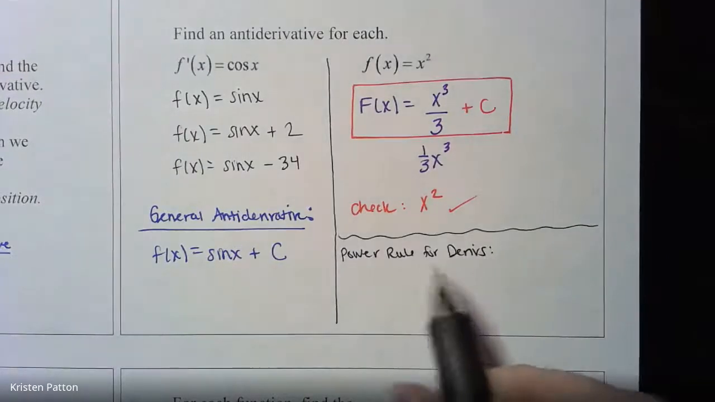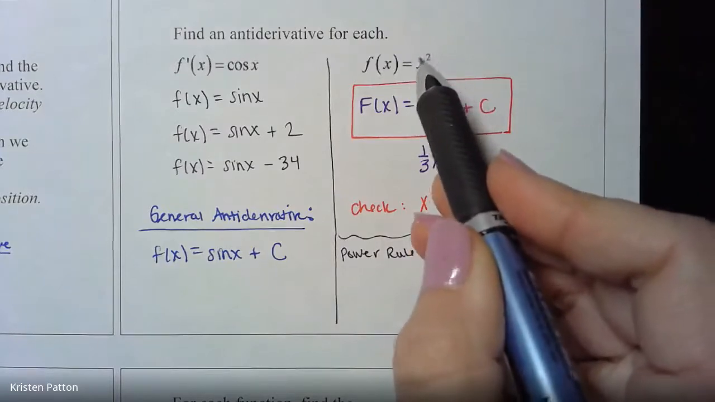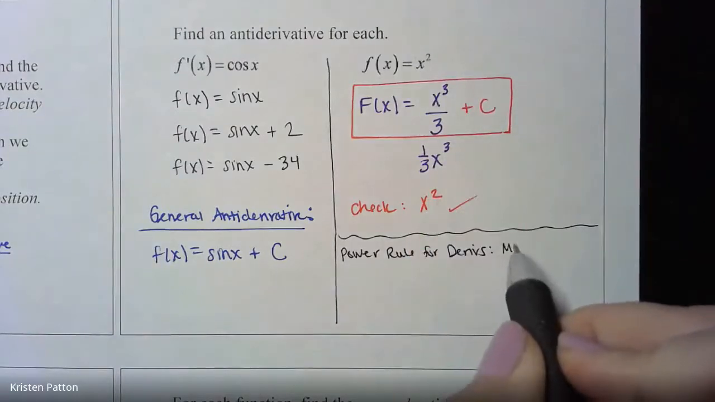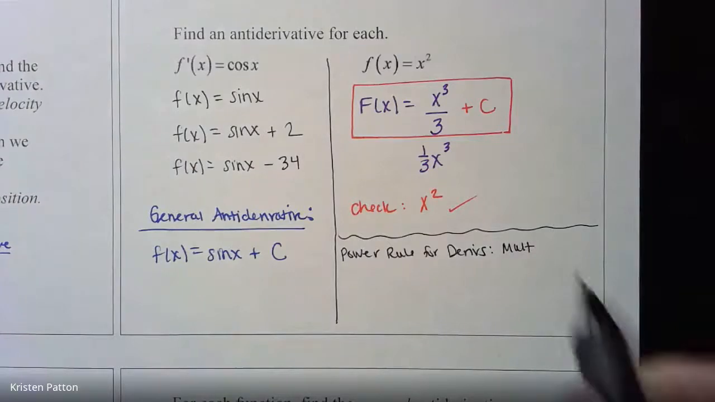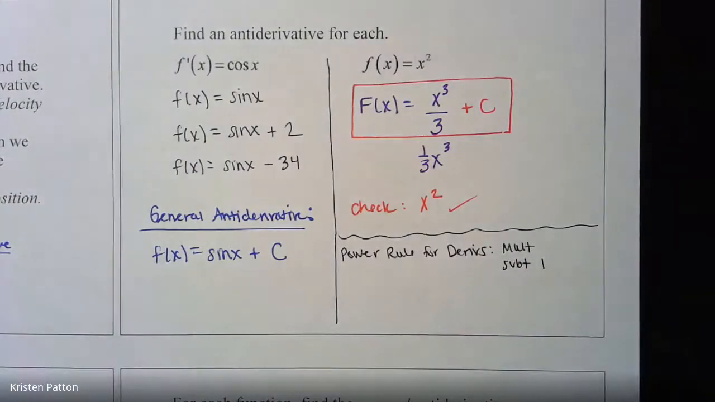If you're going to take a derivative, like if I were going to take the derivative of x squared, the rule says you bring the exponent down in front and multiply. And then we said, let's subtract 1 from the exponent, right? We multiply the exponent and then subtract 1 from the exponent.